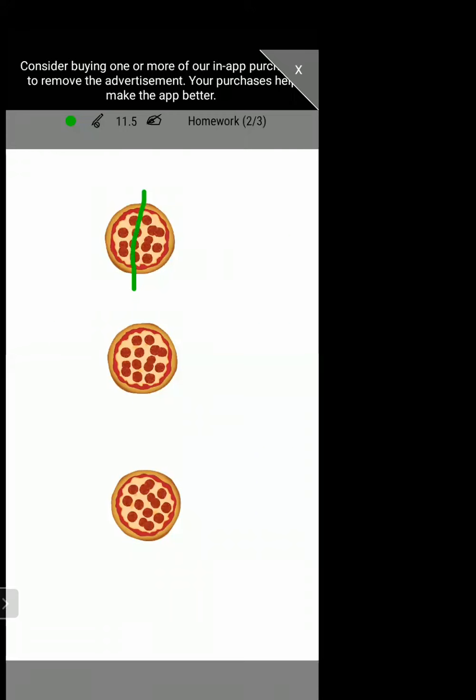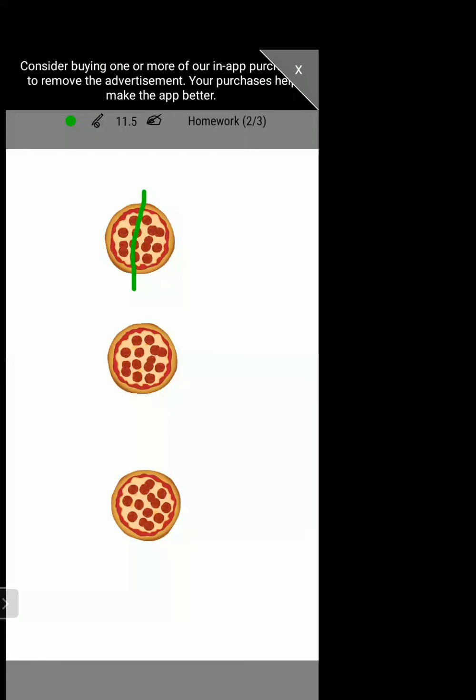This half can be represented in the form of a fraction as 1 upon 2, or 1 half. We read it as 1 half. We have to focus here, when we're doing equivalent fractions, on the amount of the pizza that we are going to eat in all of these pizzas.